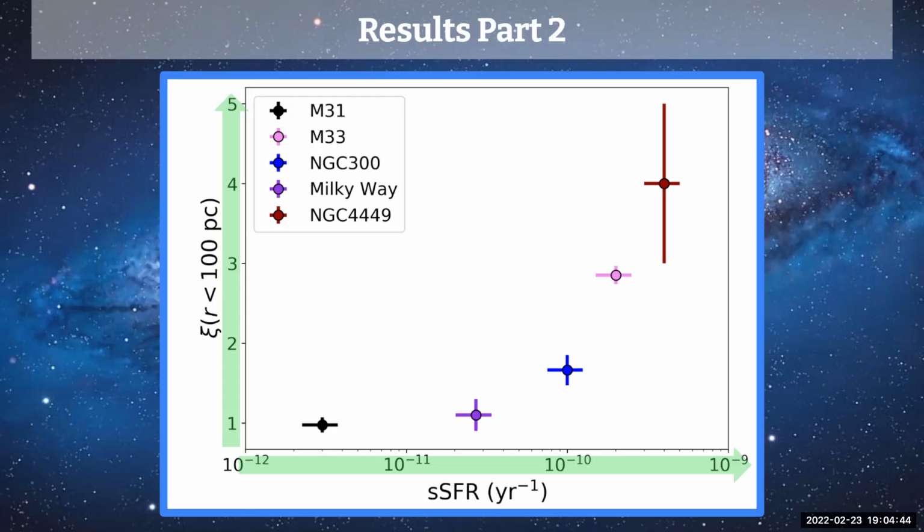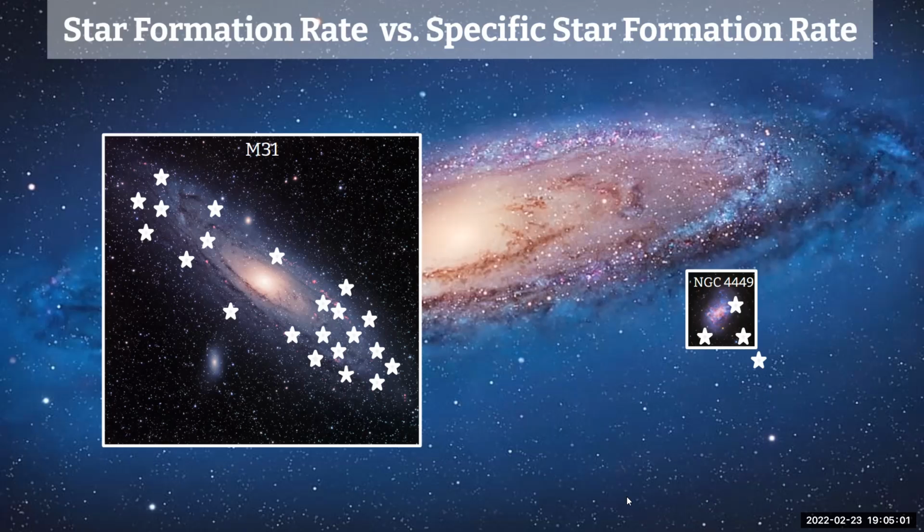Why did we choose to look at specific star formation rate as opposed to star formation rate? All the galaxies we studied are different sizes. If the galaxies observed were similar in size, we wouldn't need specific star formation rate. Specific star formation rate is important because all of the galaxies observed are substantially different in size. NGC 4449 is a dwarf galaxy, while M31 is 100 times bigger. Specific star formation rate measures how much mass per year is being converted into stars, divided by the mass of the entire galaxy.